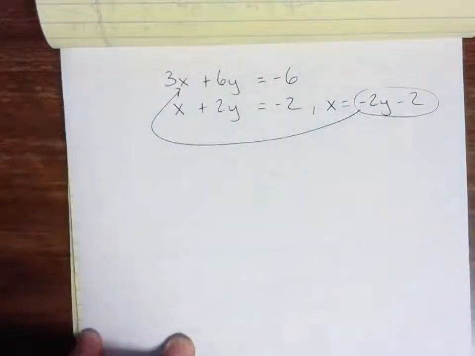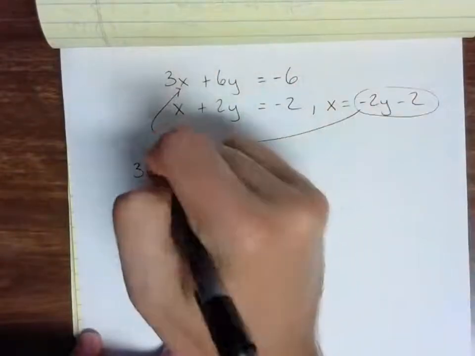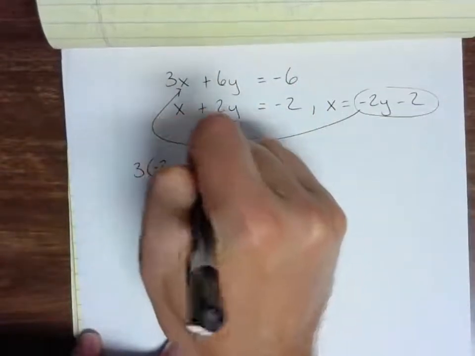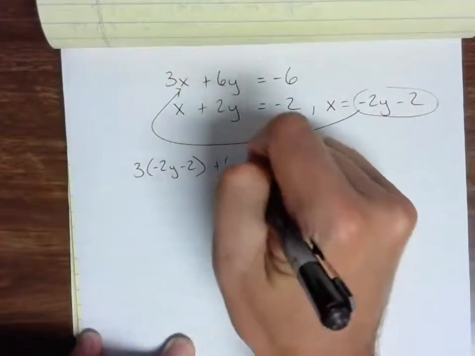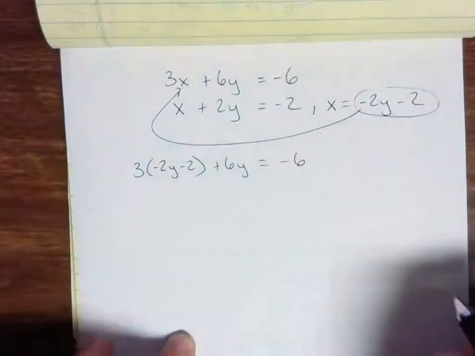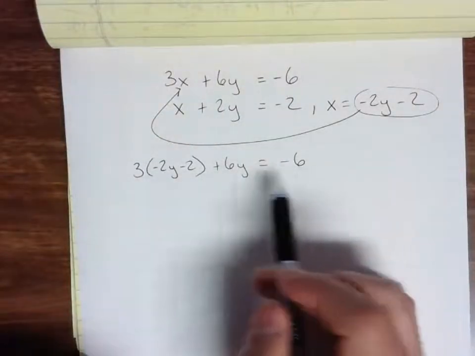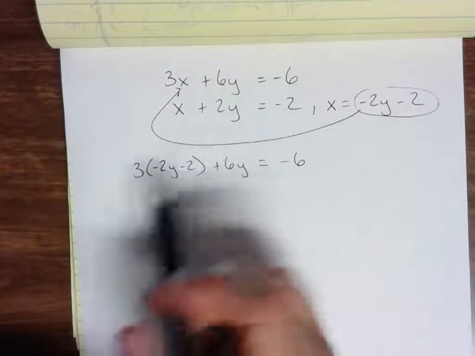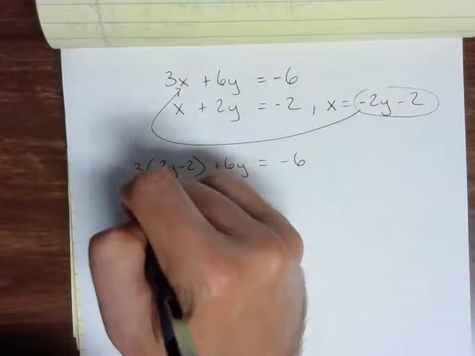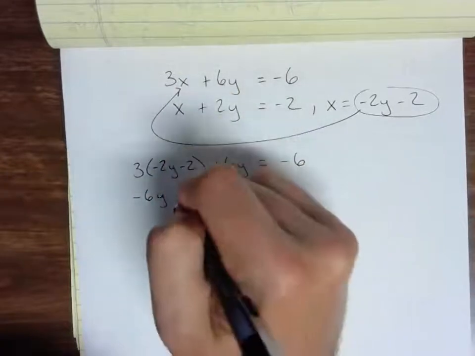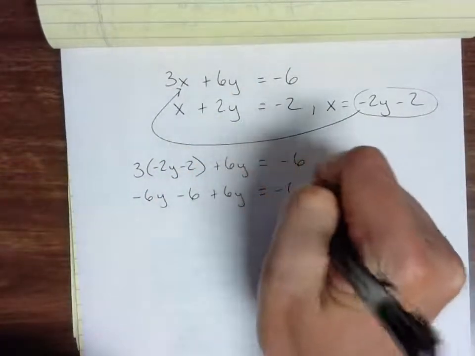We're going to replace the x in that first equation. So I'd have 3 times negative 2y minus 2. Again, this just replaces the x there. Plus 6y equals negative 6. We've effectively eliminated our x from that equation. Let's combine like terms and clean this equation up. So let's distribute that 3. Negative 6y minus 6 plus 6y equals negative 6.